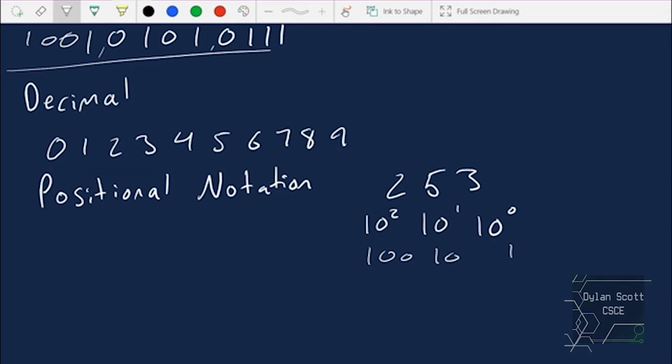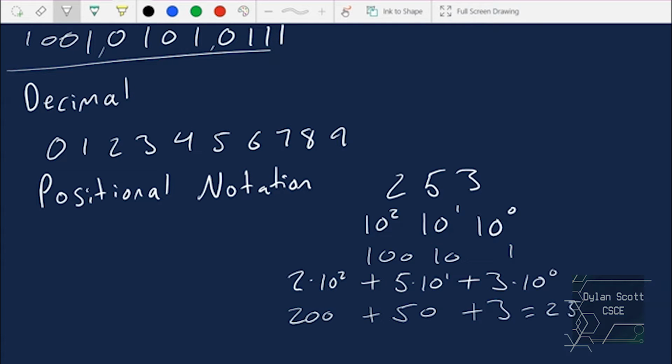So the encoding of the number 253 can be written as 2 times 10 to the 2, plus 5 times 10 to the 1, plus 3 times 10 to the 0, which is 200 plus 50 plus 3, which is 253. Another thing you probably heard in elementary school was, you have 2 hundreds, 5 tens, and 3 ones. That's the simple way to look at that.